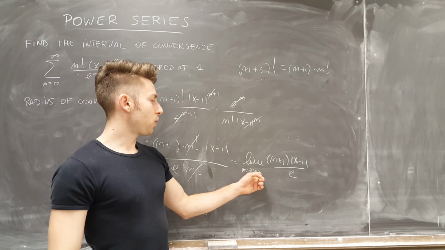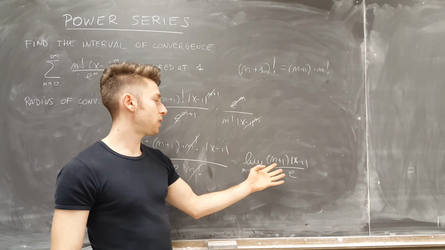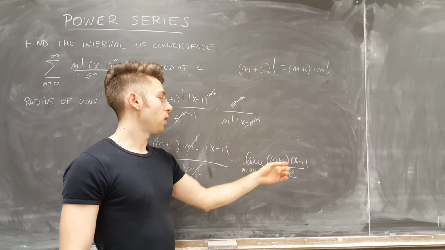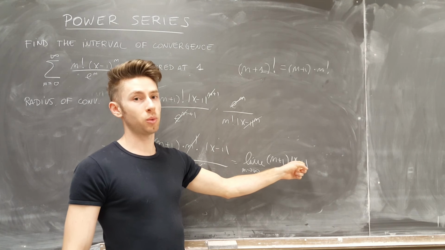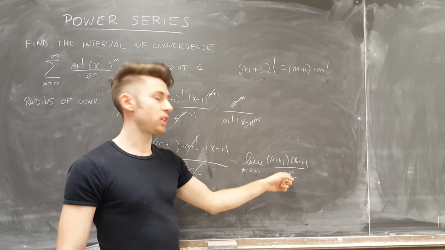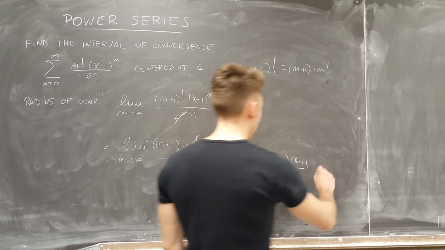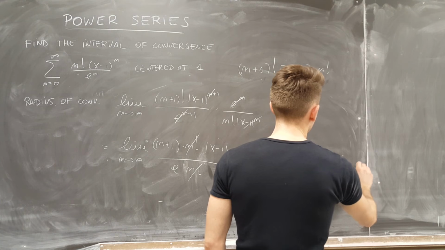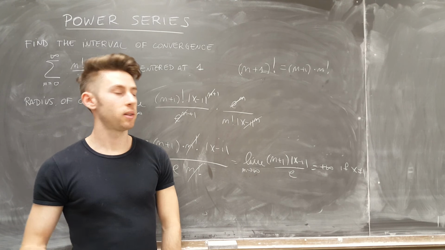So now, when n goes to infinity, n is only in the numerator, so this quantity is going to go to infinity for all values of x, except when x is equal to 1. When x is equal to 1, then this is 0, so the limit is just 0. But in general, this is positive infinity if x is different than 1.